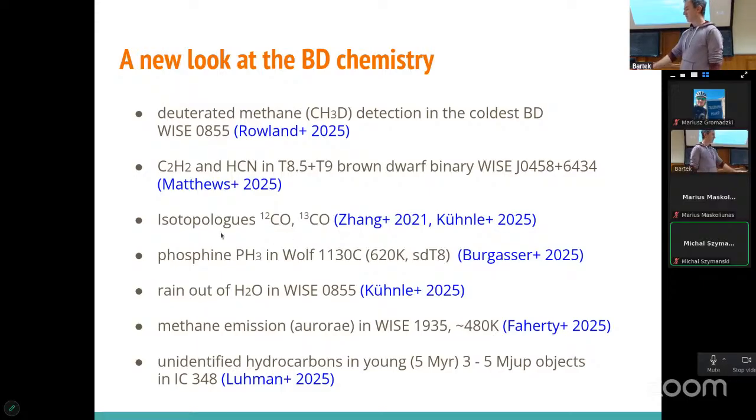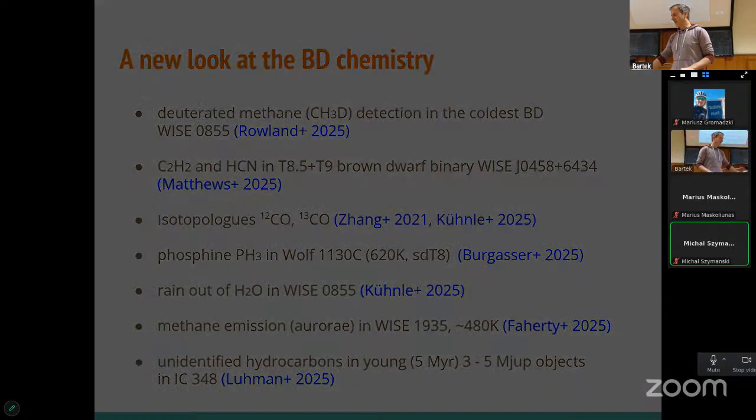And here, just to list several examples of discoveries done, I think exclusively using Webb data: detection of things like deuterated methane or phosphine, isotopes, even methane emission, which could be related to aurorae, and well, all variety of stuff. So finally, we can enter, let's say, stellar astrophysics in the substellar domain. I think I will end here.